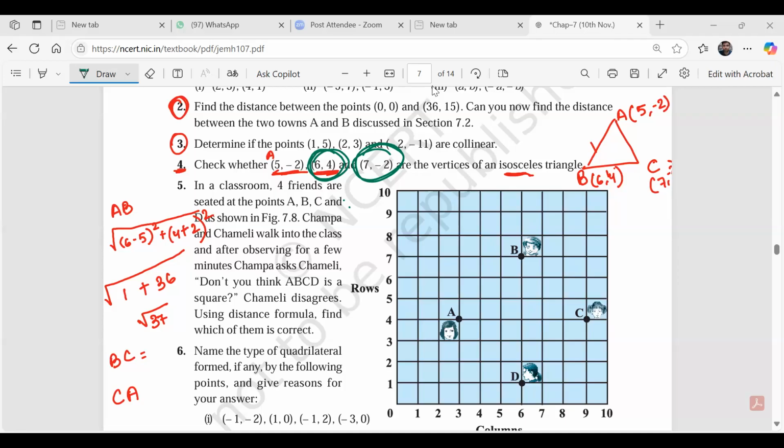Okay, CA is 2 root 5. Yes, rest of the students, what is BC? The distance between B and C is what? Root of (x2 minus x1) whole square plus (y2 minus y1) whole square. Have you done the calculation and what did you get?